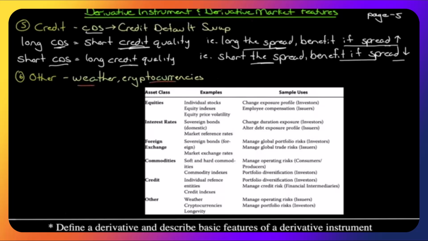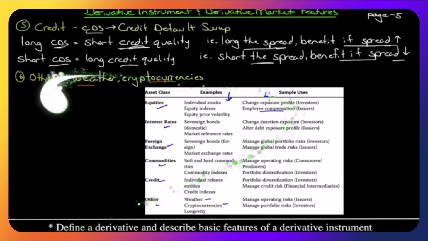So this is from the reading itself. This is just a good summary of everything we've done. We've looked at equities, interest rates, foreign exchange, commodities, credit, other. There's weather, cryptocurrencies, individual stocks. So we can change exposure profile, and options are also used for employee compensation. I'm not going to go through each of these. I already have. It's just a nice summary of all of the underlyings. Here's some of the examples given and some sample uses.